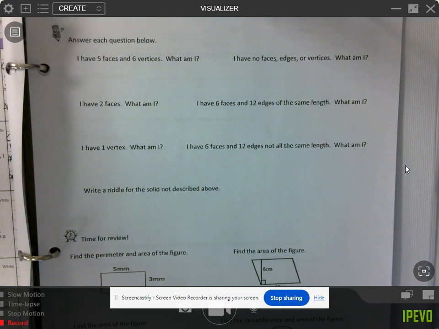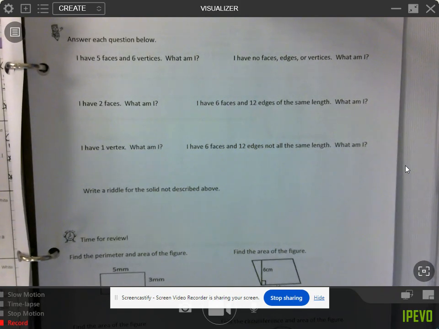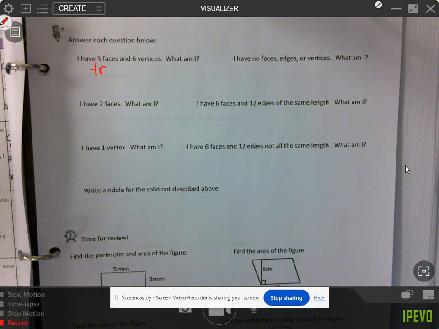I have 5 faces and 6 vertices. What am I? So you have to look at that front page and say, which of these shapes has 5 faces and 6 vertices? So which of those shapes would fit that? What do you think, Claire? Yeah, so that's what I would put. Triangular prism is the only shape that has 5 faces and 6 vertices. So you are going to write the name of that 3-dimensional shape.